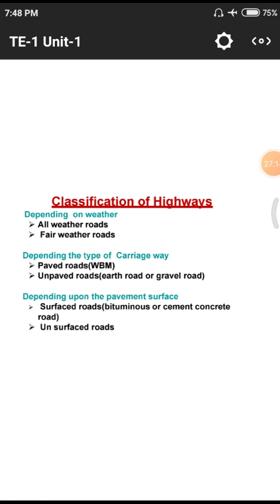Next, the third one is depending upon pavement surface. Okay, pavement surface, surfaced roads. That means the top layer is surfaced with the help of bituminous and cement concrete, the previously known BT roads and CC roads. BT roads means bitumen tar roads, and CC roads means cement concrete roads. Those are surfaced roads. Next one, unsurfaced roads. That means as previously with carriageway, those two are correlated one to one. Paved roads and surfaced roads are similar but technically different.